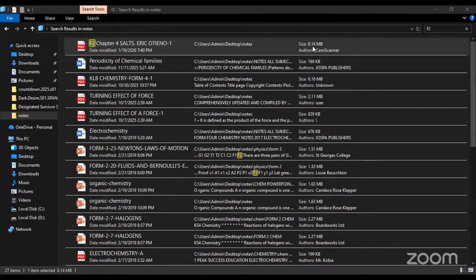Preparation of salts, we have done in various classes also. I think it was also in Form 1. I think there was a place in Form 1 where we were talking about separation of substances. So I think separation of substances, part of it was actually preparation of salts.